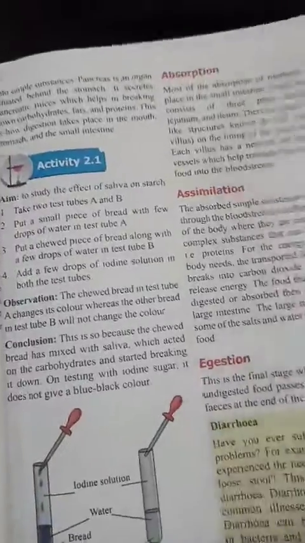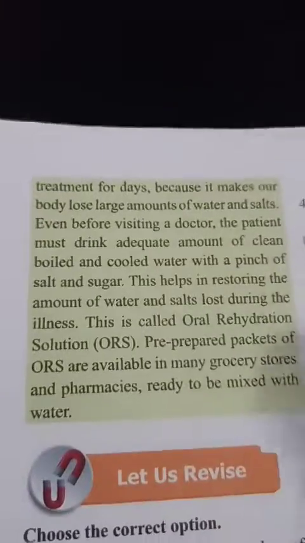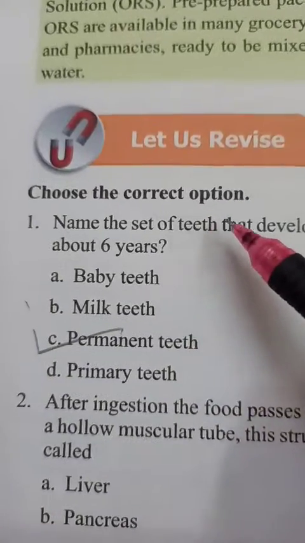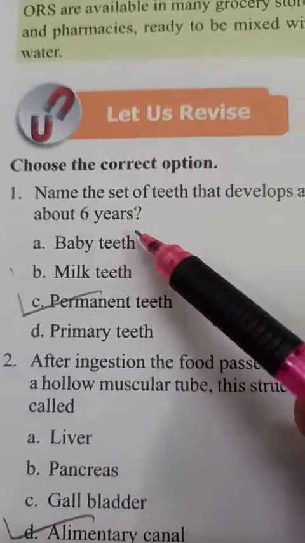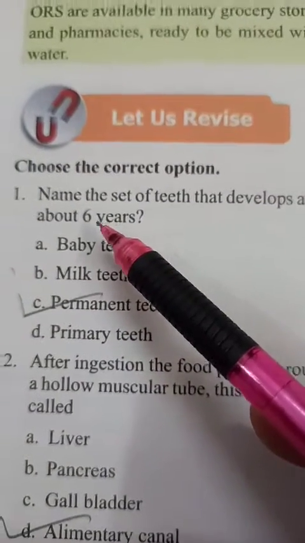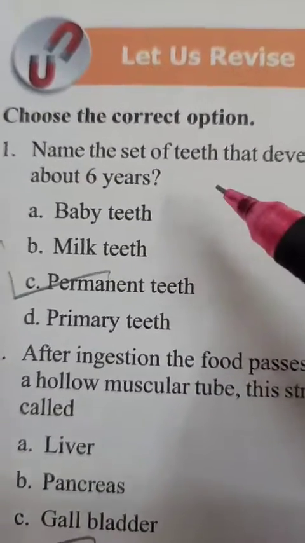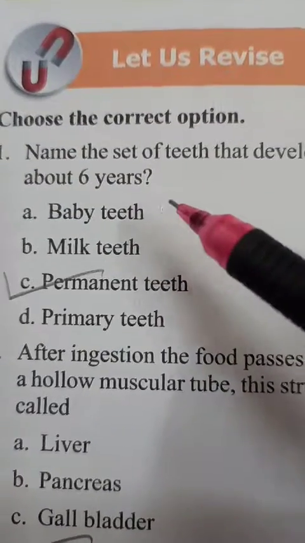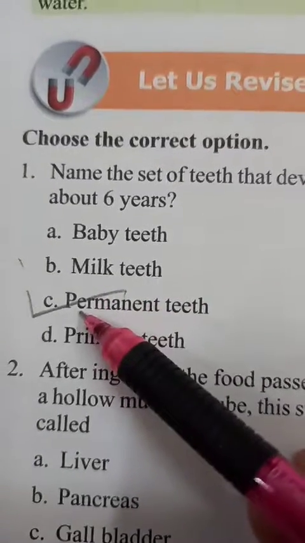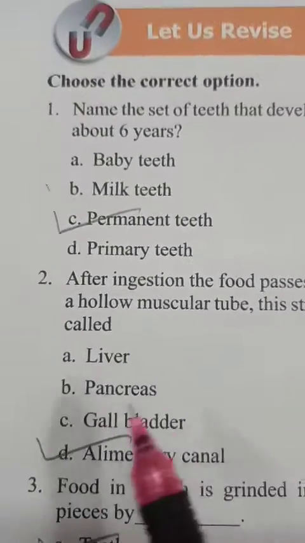So let's move to the main exercise which is given at the back or end of the chapter. This is choose the correct option. First is name the set of teeth that develops after about 6 years. You know that children, at the age of 5 or 6 your milk teeth start falling, and after that which teeth will come? Permanent teeth. Okay, so this is about the permanent teeth.